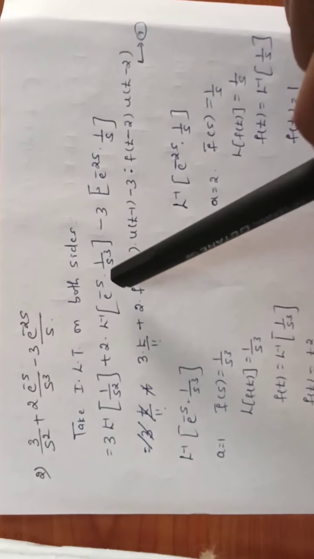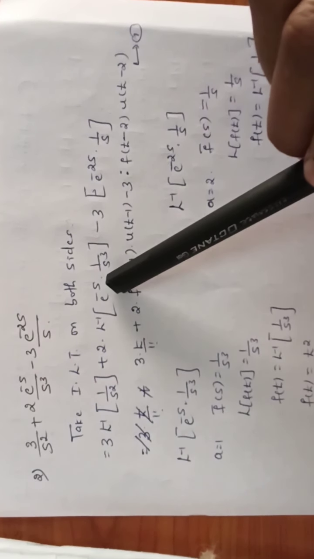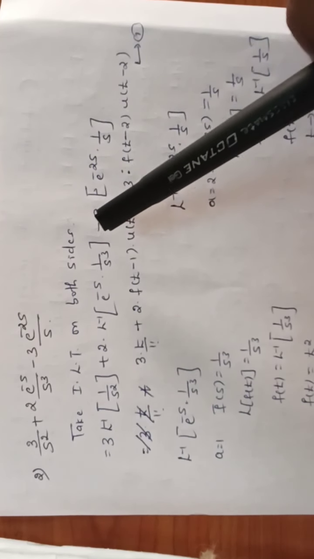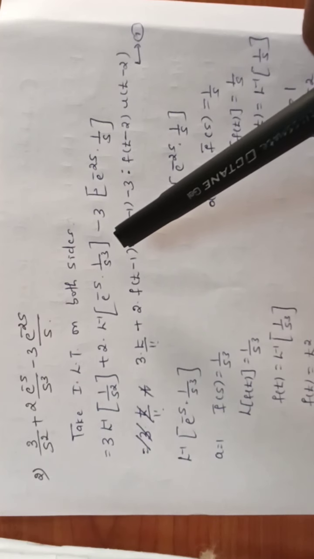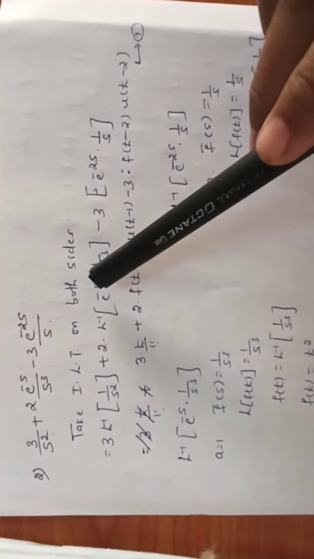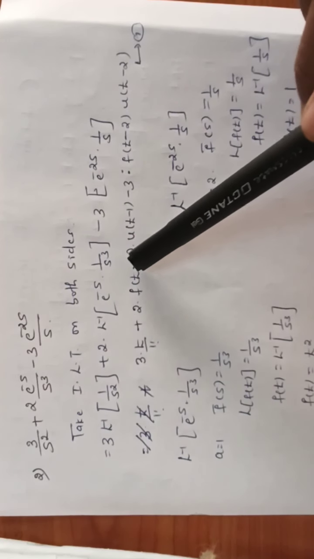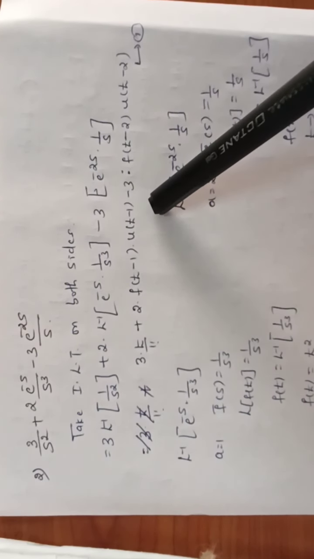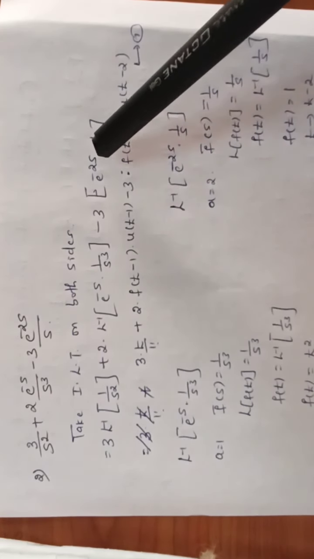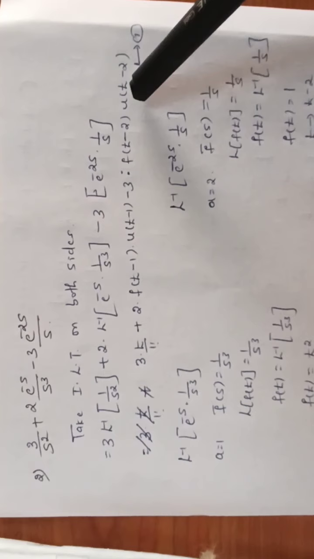So now observe the presence of exponential terms here. If we have an exponential term, we have to make use of the property we are currently studying, that is, the inverse Laplace transform of e power of minus as into f bar of s is given by f of t minus a into u of t minus a, where a is the coefficient of s except the negative sign. So we will be having a value equal to 1. So we will be having f of t minus 1 into u of t minus 1 according to the property, minus 3 into f of t minus 2 into u of t minus 2, because the value of a will be 2.